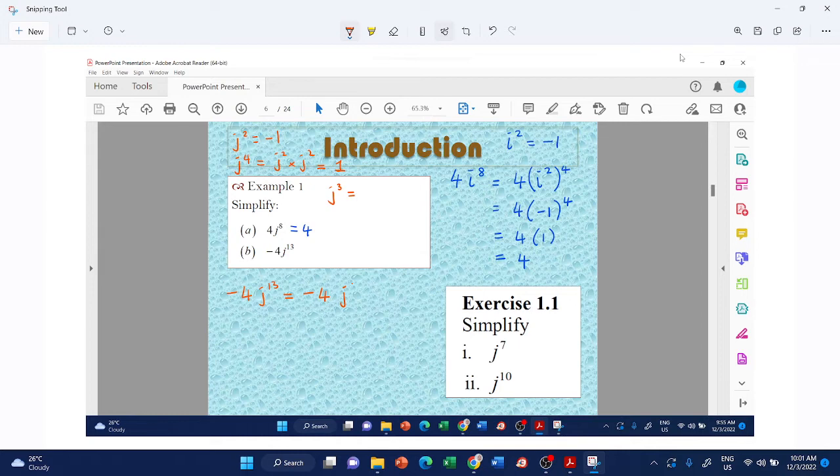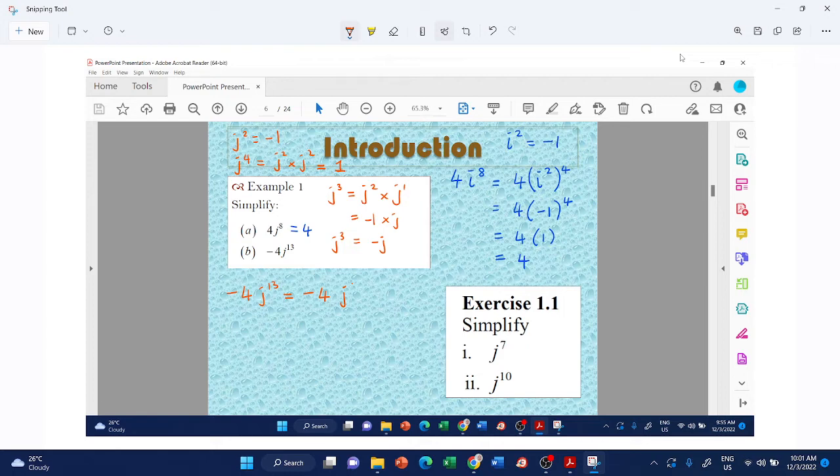Kalau J square, negative 1. So, kalau J kuasa 3, maksudnya negative 1 tadi. Okay, J power 3 is J power 2 darab J. Kan? So, J power 1 lah. So, that means J square dia tahu negative 1. So, darab J. So, that means we have negative J. J power 3 is negative J. Right? Okay. Boleh? Can you follow?